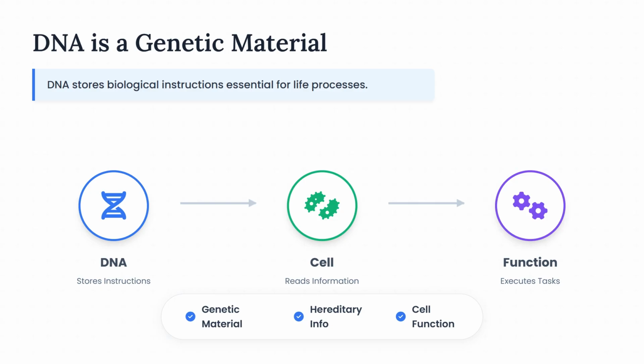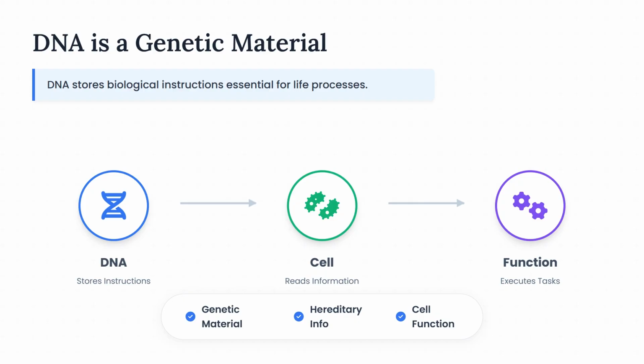DNA is the storage device, like the hard drive of a computer. The biological instructions it stores are essential for all life processes, from how your heart beats to the color of your eyes. The cell acts like the computer's processor. It accesses or reads this stored genetic information. Finally, based on these instructions, various functions are executed, tasks like producing proteins, which are the workhorses that carry out almost everything in our body.